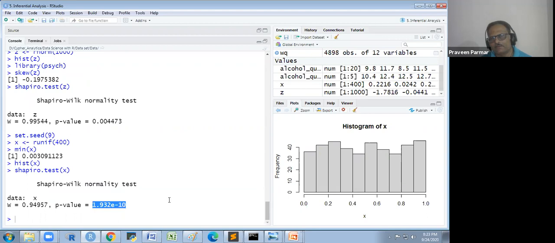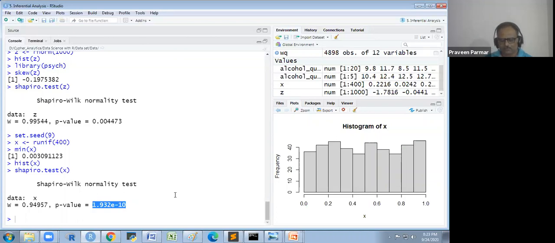What is it? It is again less than 0.05. Again less than 0.05. It is also a normality test. Okay, normal, it will say the normal distribution. But it is not actually normal.